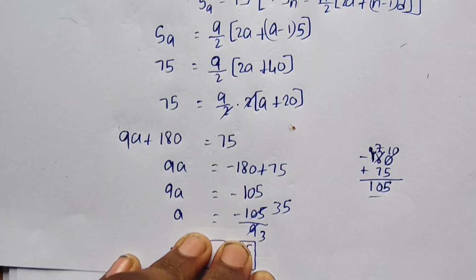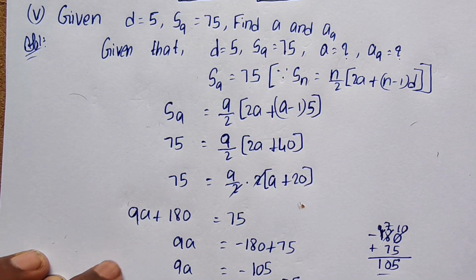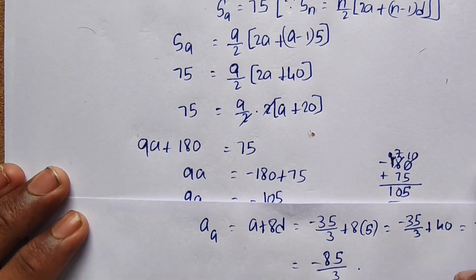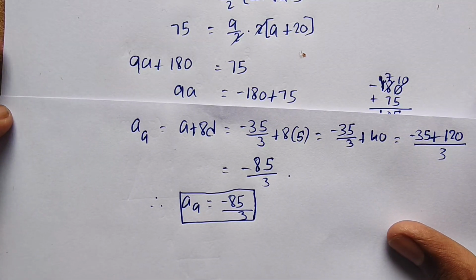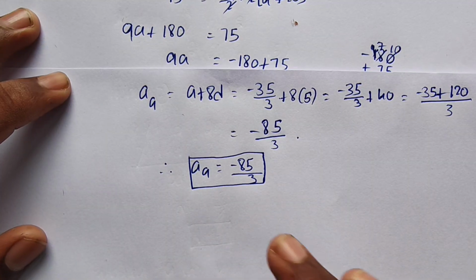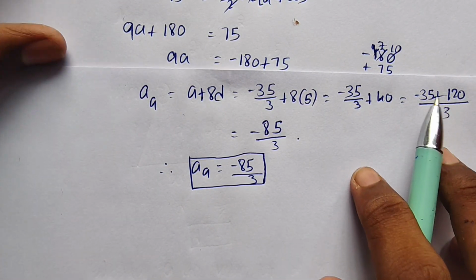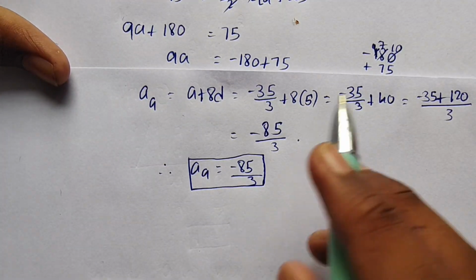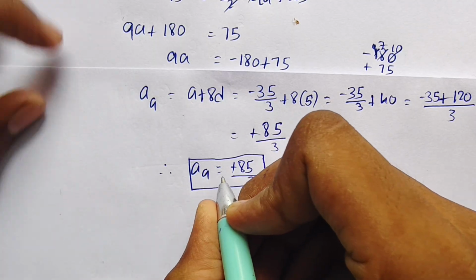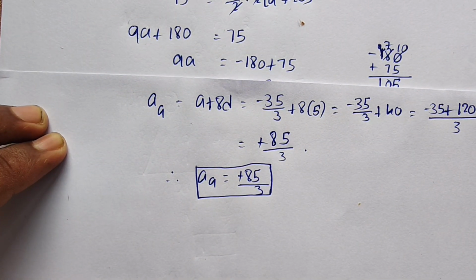Now let's go to the sixth question. Sorry friends, here we have the plus for the larger number, so we have to keep plus here. So we got the value of a9 equal to 85 by 3. Now let's go to the sixth question.